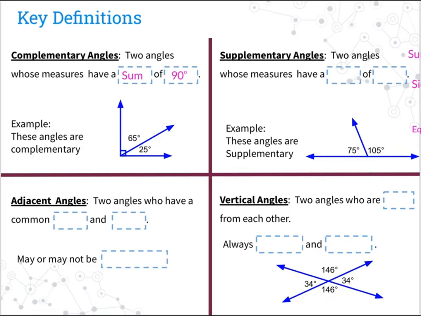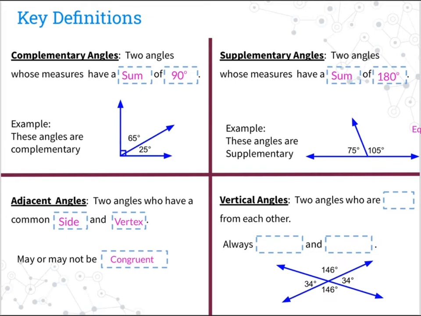Supplementary angles are two angles whose measures have a sum of 180 degrees. So our example there is 75 plus 105. Add those two angles together and you will get 180. Next, we have adjacent angles. Adjacent angles are two angles who have a common side and vertex, and they may or may not be congruent.